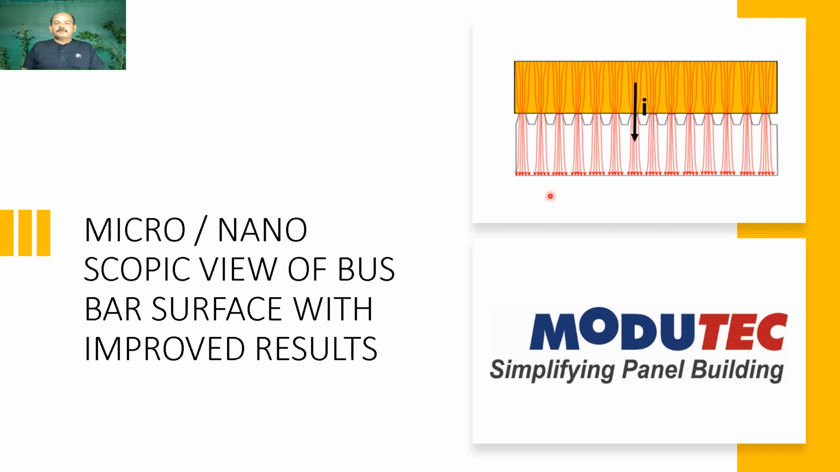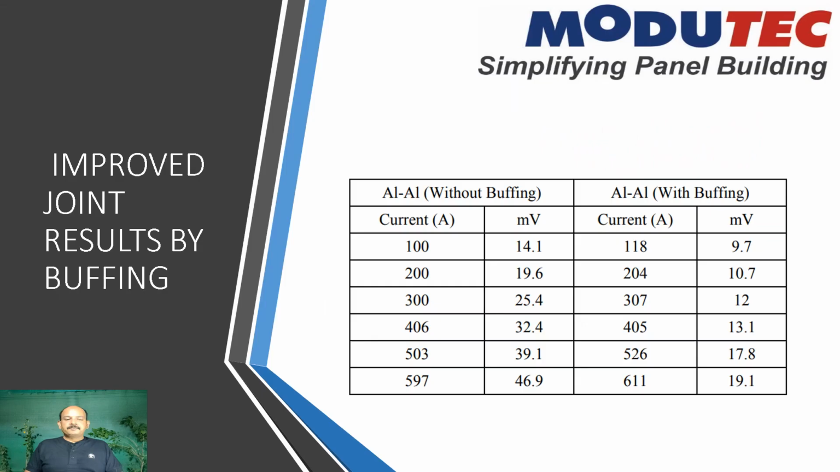So these are the improved results after doing some buffing work; all these things we are able to achieve. If you see here, what is the result before buffing of the bus bar and after buffing? This is without buffing. If you pass 100 amps current, you will find 14.1 millivolt drop in the joint.